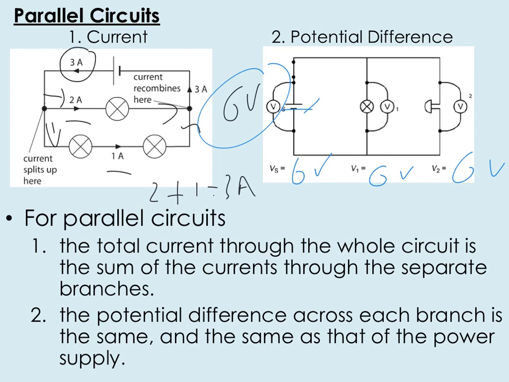But for a parallel circuit, you've got to remember the potential difference across a branch. I mean, a branch starts here and here, that's one branch. Here's the second branch between those 2 points. The potential difference is always the same. So just to summarise then, for parallel circuits, the total current through the whole circuit is the sum of the currents through the separate branches, and the potential difference across each branch is the same as that of the power supply.